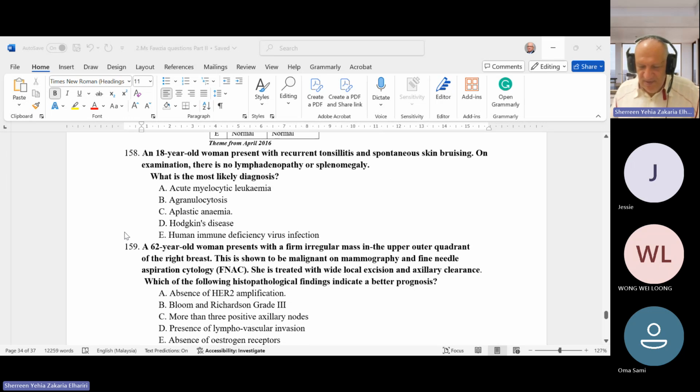An 18-year-old woman presented with recurrent tonsillitis and spontaneous skin bruises. On examination, there is no lymphadenopathy or splenomegaly. So we just need to exclude lymphoma and leukemia. This patient is not lymphoma, not leukemia, because there is no lymphadenopathy and no splenomegaly, but has repeated tonsillitis and skin bruises. So you have some blood disease, or some immunocompromised condition. So what could it be? Not Hodgkin, of course.